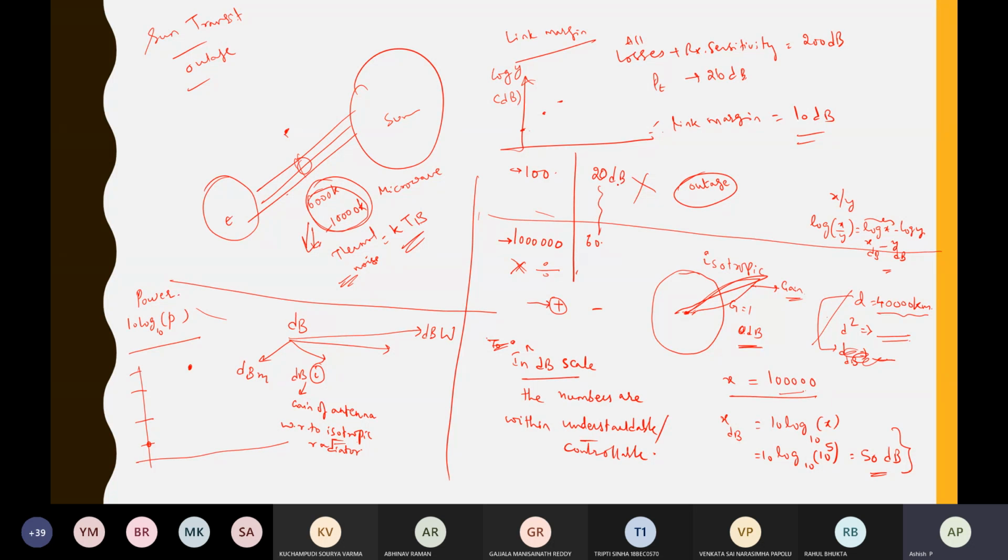So you see, this is 100 and this is linear scale. There is a lot of difference of magnitude. But once you convert into the dB scale, they become comparable. So for all these reasons, the dB scale is quite famous in calculating all these link design equations.